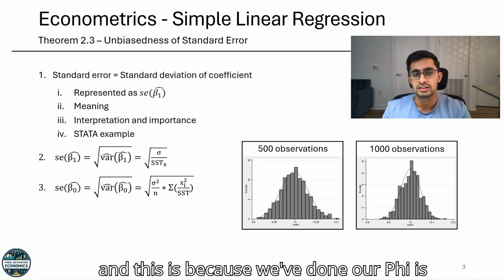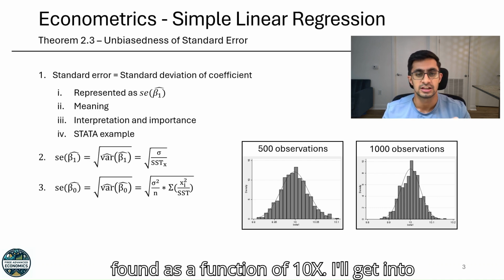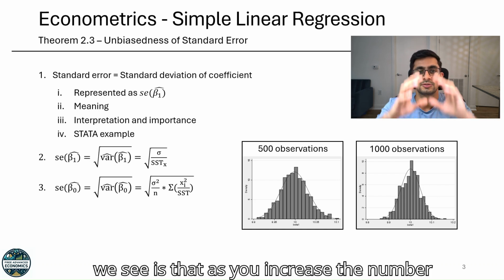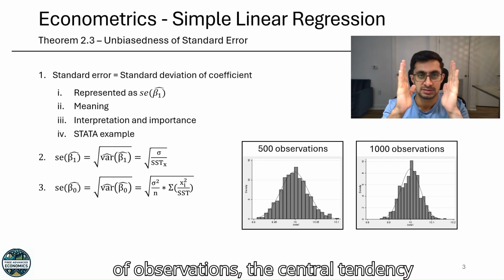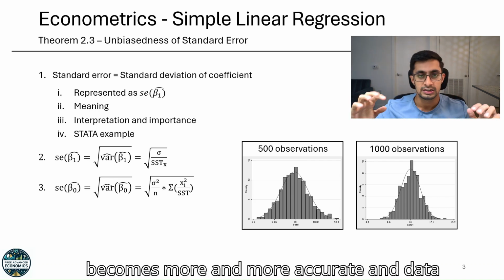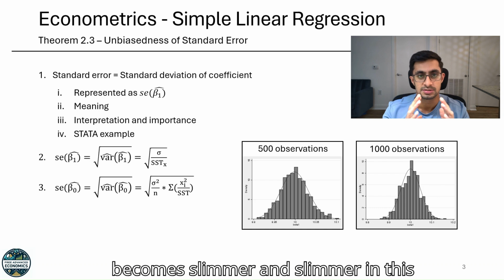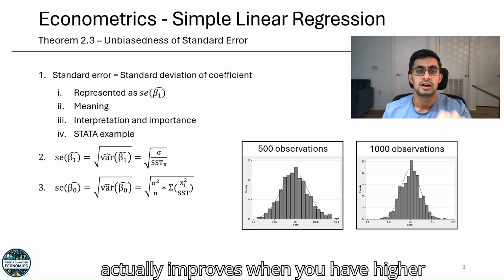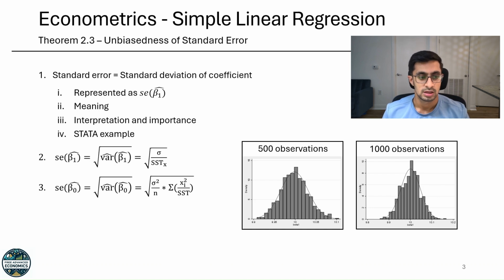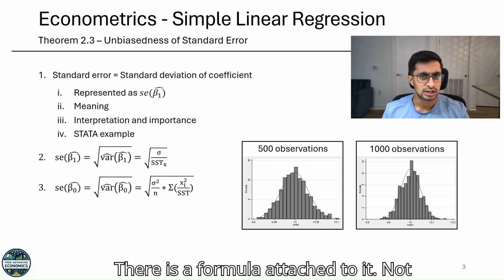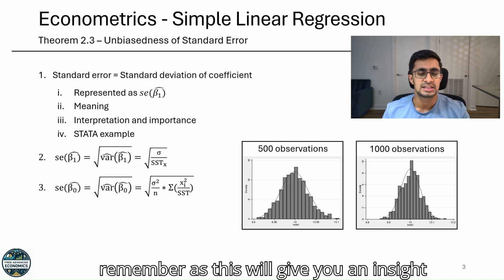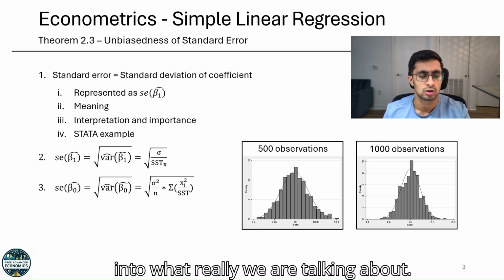And this is because we've done y as a function of 10x. I'll get into this data code soon. But essentially, what we see is that as you increase the number of observations, the central tendency becomes more and more accurate, and data becomes slimmer and slimmer in this process, indicating that accuracy actually improves when you have a higher number of observations. There is a formula attached to it, not extremely important, but still good to remember, as this will give you an insight into what we are really talking about.